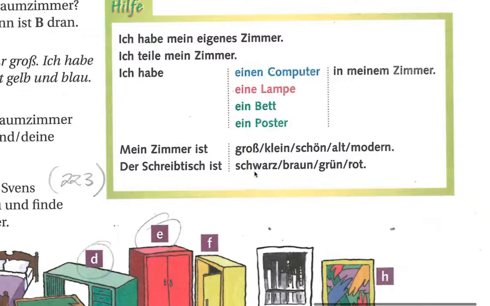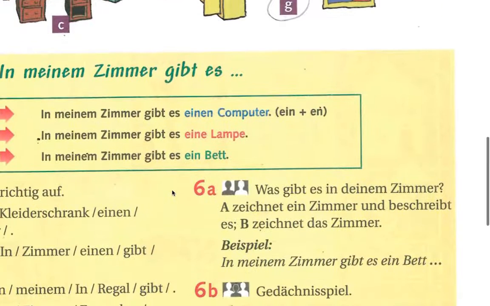Describing your room, mein Zimmer ist groß, big, klein, small, schön, nice, alt, old, modern, modern. And the colors. So the two ways. Es gibt einen Computer. So es goes first. Es gibt einen Computer in meinem Zimmer oder in meinem Zimmer gibt es einen Computer.